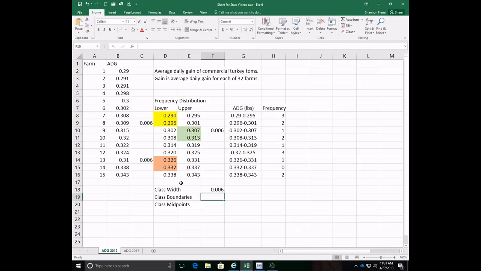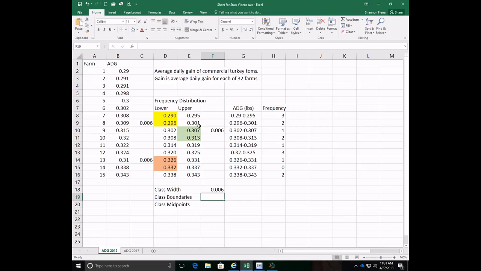Now this is probably the most missed question because students like to take the upper minus the lower, but that is incorrect. Notice if I take 0.295 minus 0.290, I get 0.005. That is not correct. I need to either use 2 lower limits or 2 upper limits. All right, the next thing we want to talk about is the boundaries.